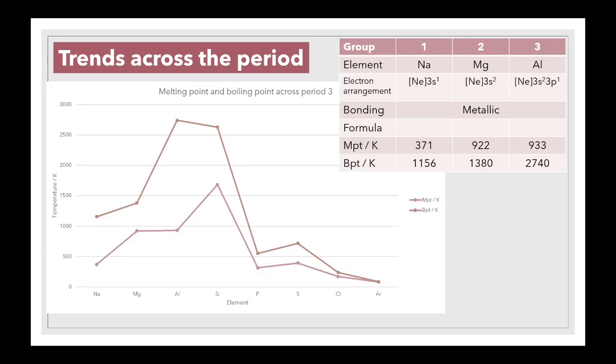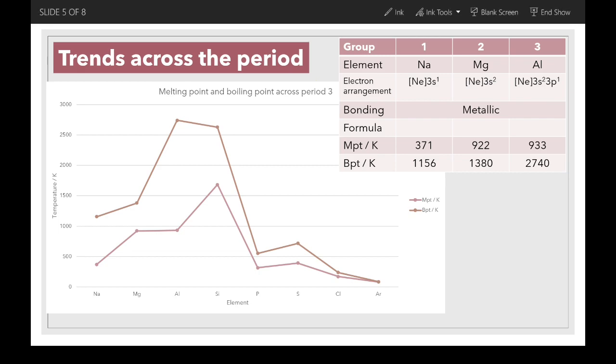So I'm going to focus initially on the metals down here, sodium, magnesium and aluminium. And we can see that the general trend of those is that both melting points and boiling points are going up, so they're increasing. So what we need to think about is to help try and explain why. Our melting points and boiling points both increase, and it's metallic bonding.